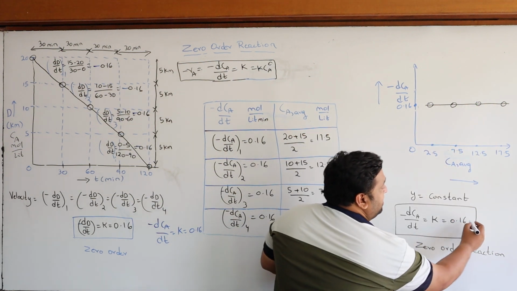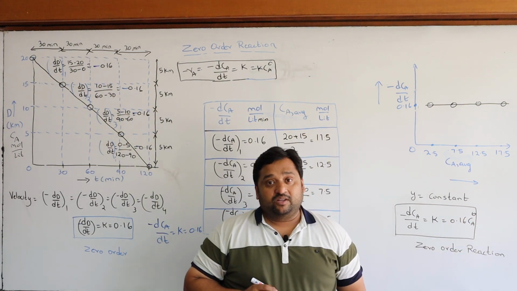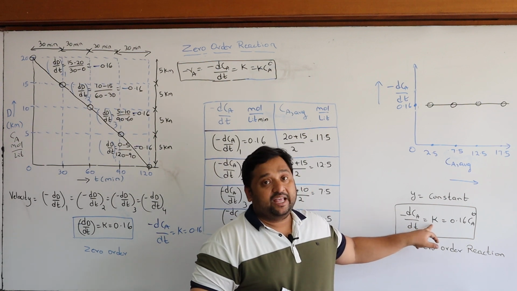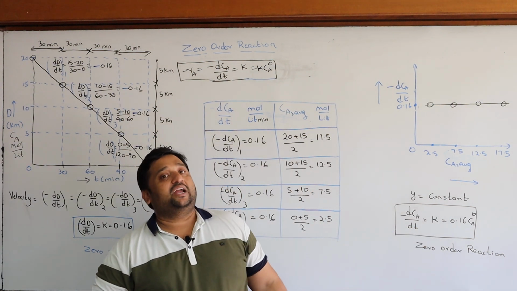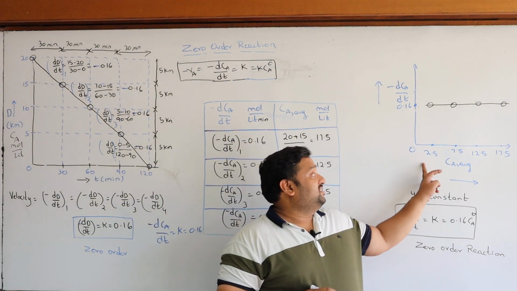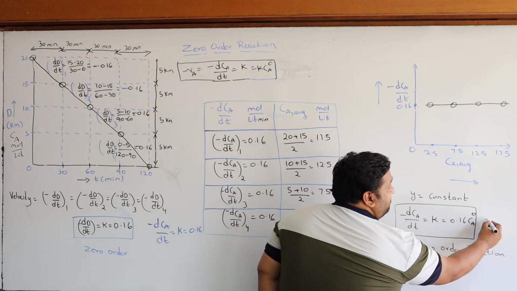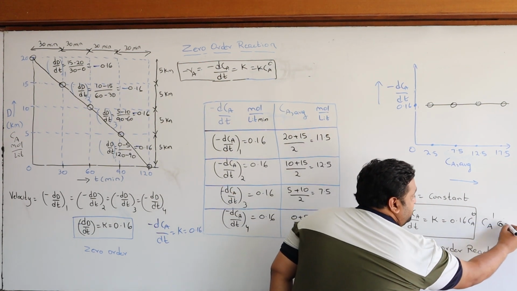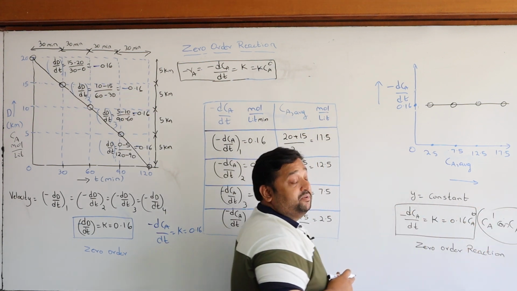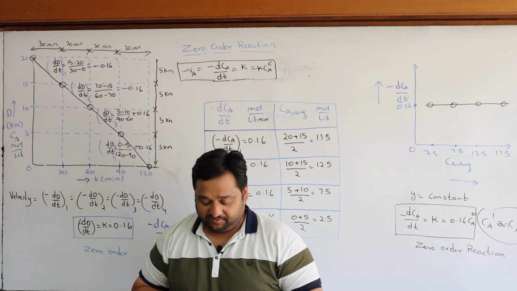That means 0.16 into CA power 0. That means you have found out that minus dCA by dt is equal to k. Typically you see this kind of equation for a zero order reaction. Zero order reaction means there is no relationship with the concentration. If there were a relationship with the concentration, you would have got CA power 1 or CA power 2. You didn't get this relationship; straight away you got CA power 0. That means it's a zero order reaction.